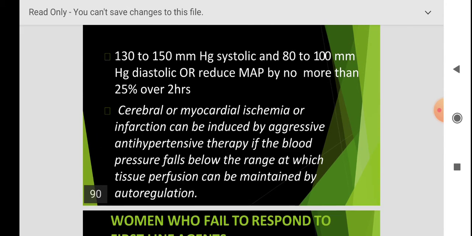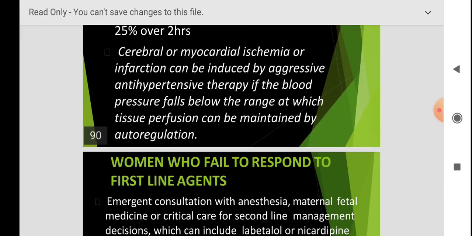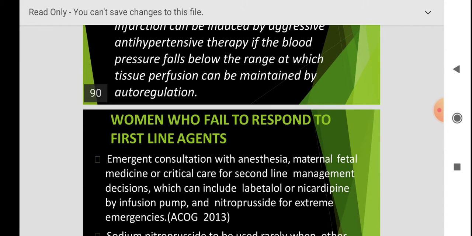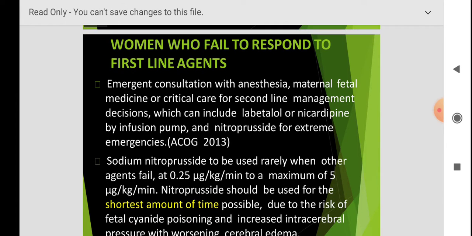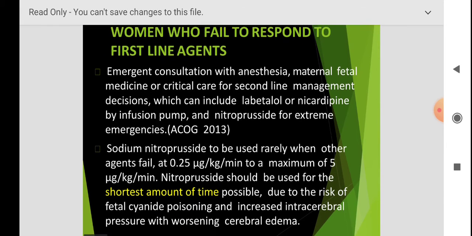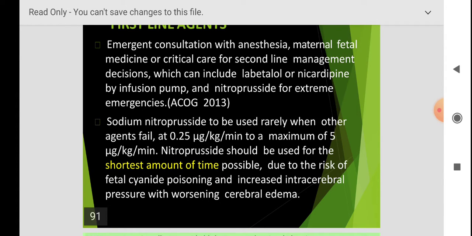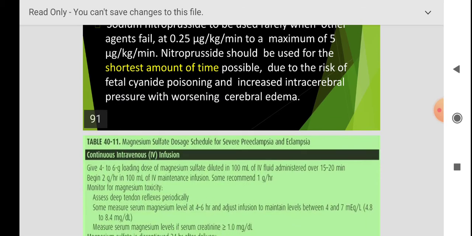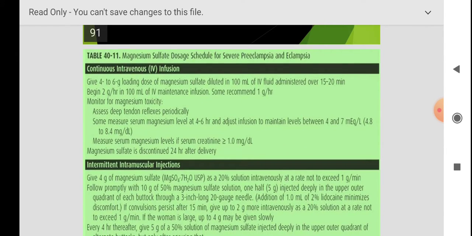So you should not give antihypertensives where there could be a sudden fall of BP. There should be controlled reduction of the blood pressure in such patients. Women who fail to respond to the first line management in the ICU setup, with the consultation of the anesthetist, maternal fetal medicine and critical care doctors, second line drugs can be used, like sodium nitroprusside. Again, I told you these are all emergency drugs only to be given in the ICU setups.